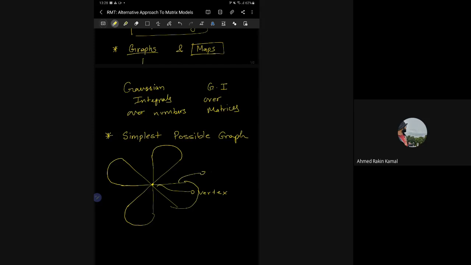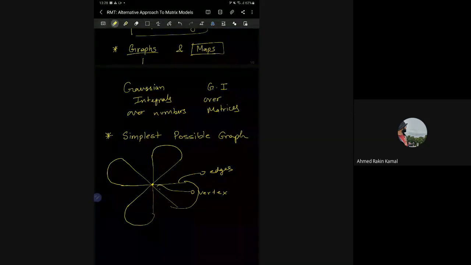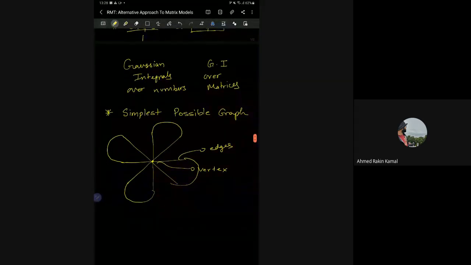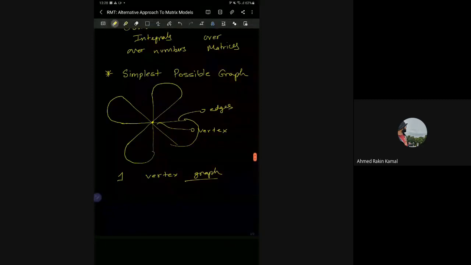These are called edges, the lines that connect to one another. These are the edges, these are vertices, and the lines coming out are, let's say, valency. If you have any questions, you can ask me at any point. Just make me stop and ask. So this is one simple graph, a one-vertex graph. What about if we have two vertices? Let's call this A. Let's see if we have two vertices.